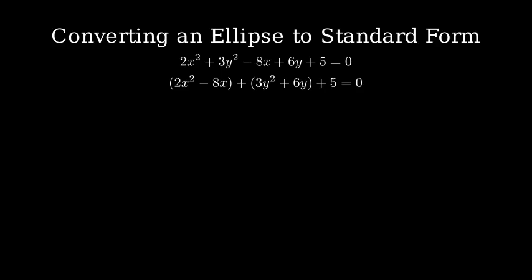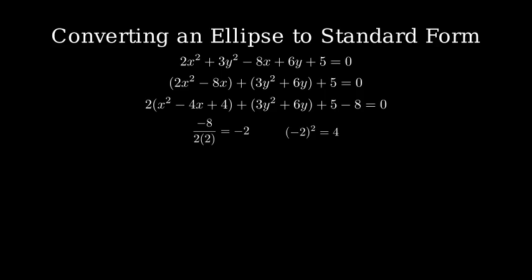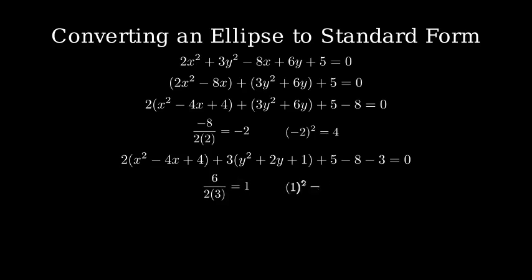Now, let's complete the square for the x terms. For the x terms, we take the coefficient of x, negative 8, divide by 2 times the coefficient of x squared, which is 2 times 2, giving us negative 2. Square this to get 4. Similarly, for the y terms, we take the coefficient of y, positive 6, divide by 2 times the coefficient of y squared, which is 2 times 3, giving us 1. Square this to get 1.